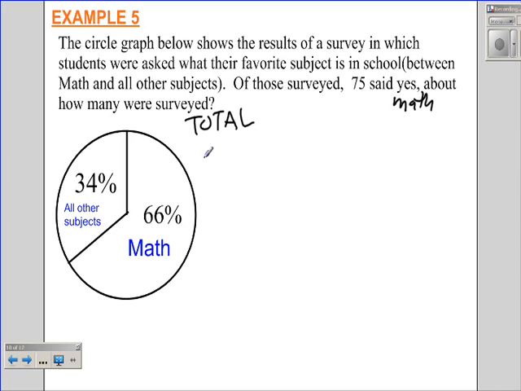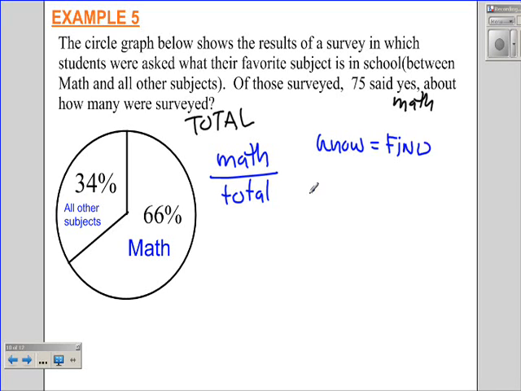Total surveyed. We only know the number that said yes. So I need to set up my math, out of total, is what I'm really going to be setting up. So what do I know is equal to what I'm trying to find. Well, I know that 66% or 66 people out of 100 said they would have liked math.